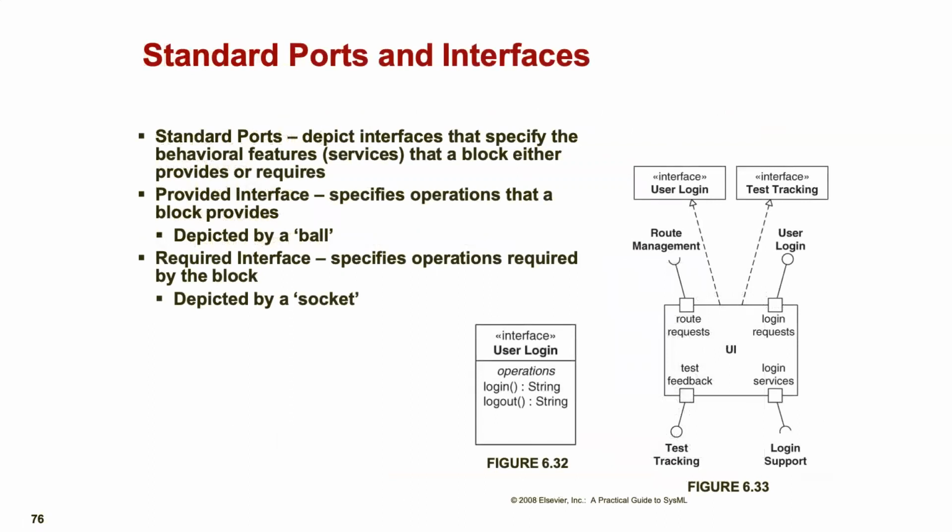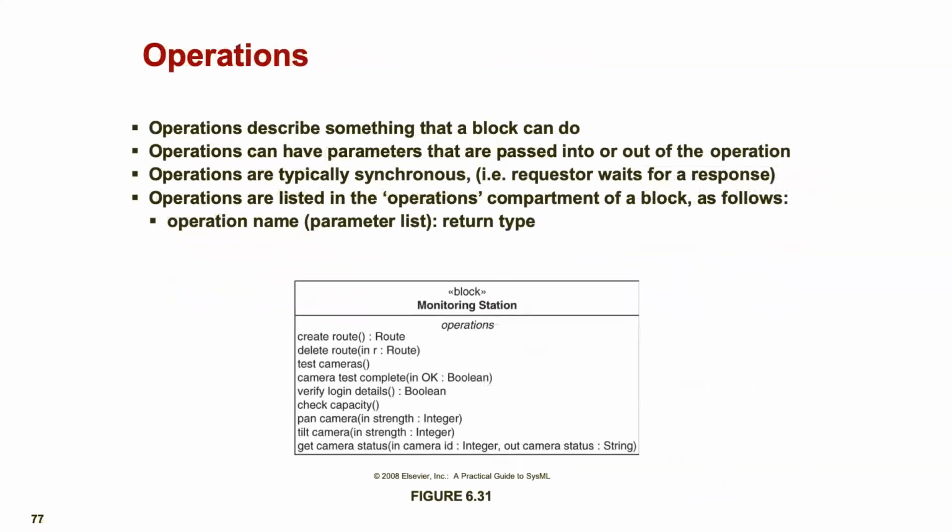For standard ports and interfaces, standard ports depict interfaces that specify the behavior features, that is, services that a block either provides or requires. A provided interface specifies operations that a block provides. And then we have a required interface that specifies operations required by the block. It's depicted by a socket. The provided interface is depicted by a ball. So here we have a socket, here we have a ball. And so we can see how those are laid out in the block definition diagram.